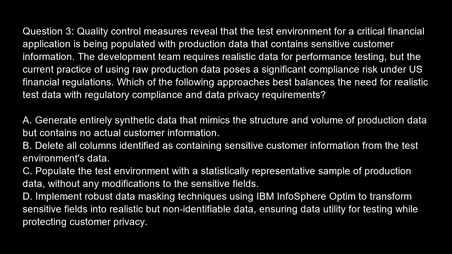Which of the following approaches best balances the need for realistic test data with regulatory compliance and data privacy requirements? Option A. Generate entirely synthetic data that mimics the structure and volume of production data, but contains no actual customer information. Option B. Delete all columns identified as containing sensitive customer information from the test environment's data. Option C. Populate the test environment with a statistically representative sample of production data, without any modifications to the sensitive fields. Option D. Implement robust data masking techniques using IBM InfoSphere Optim to transform sensitive fields into realistic but non-identifiable data, ensuring data utility for testing while protecting customer privacy.